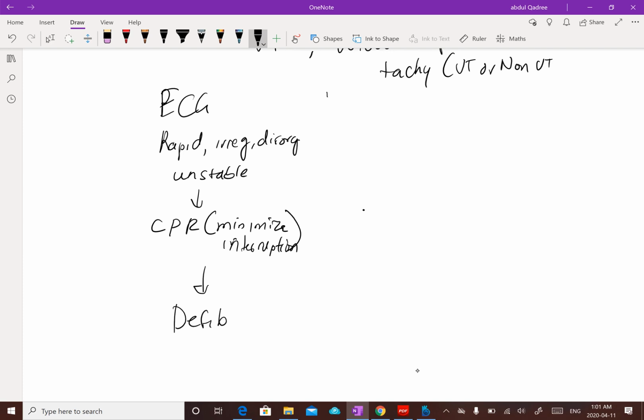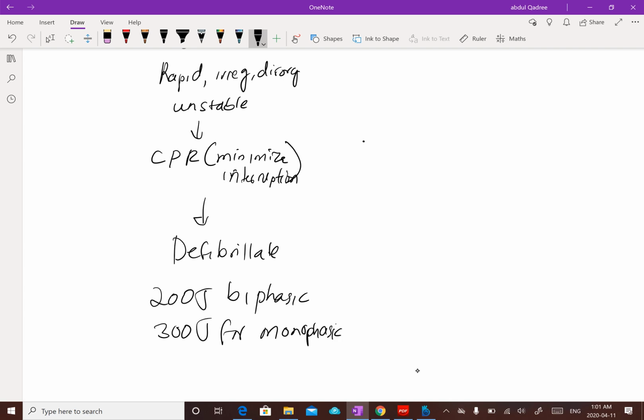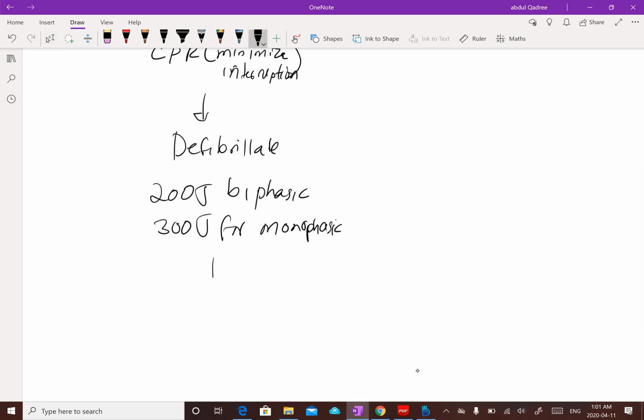You defibrillate him, with either a biphasic 200 joules, or 300 joules for monophasic. These are the defibrillator energies you can use to treat these patients. If they come back, if the rhythm comes back to normal, we're going to continue CPR.